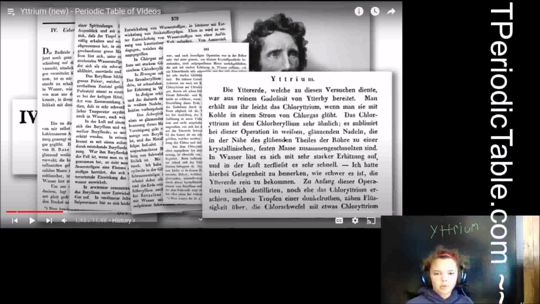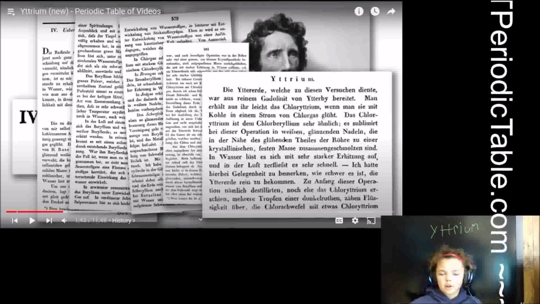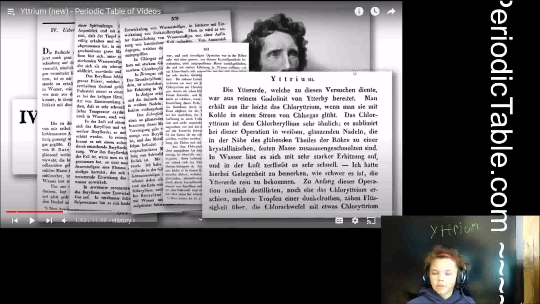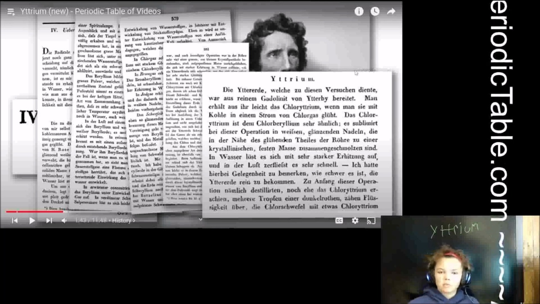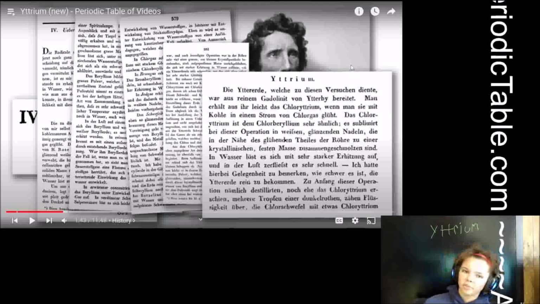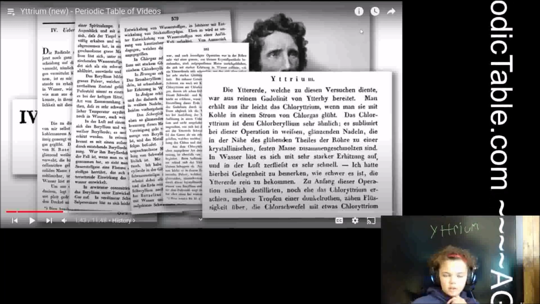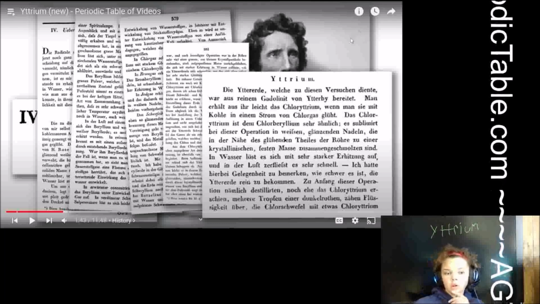It'd probably be super cool, and also like an honor to be the first person to figure out something like that, and for them to have a sample from someone who discovered yttrium, it's probably super cool for them.